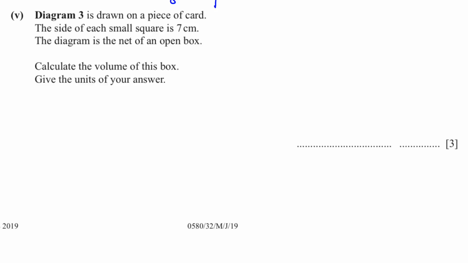Next question. Diagram 3 is drawn on a piece of card. The side of each small square is 7 centimeter. The diagram is the net of an open box. Calculate the volume of this box. Give the units of your answer.